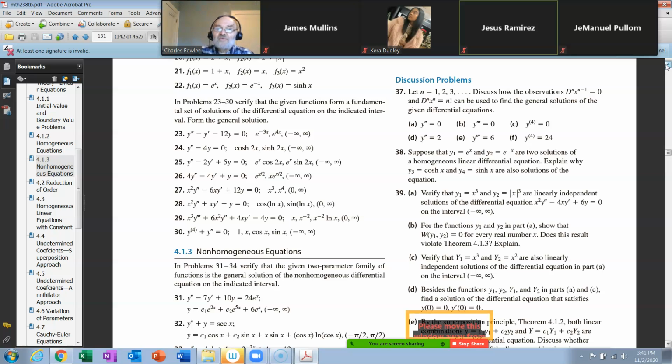Most of the time the discussion problems are not, but if you find any of those odd numbers that have answers in the back of the book, you can work through those discussion problems as well. Okay.